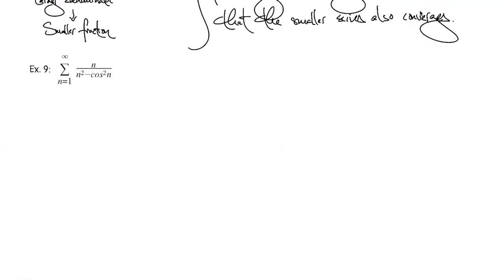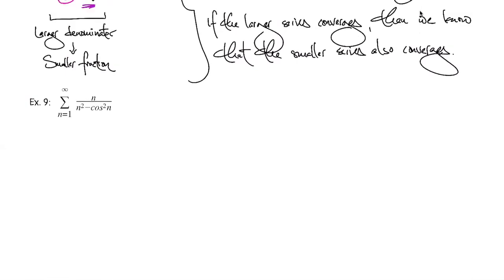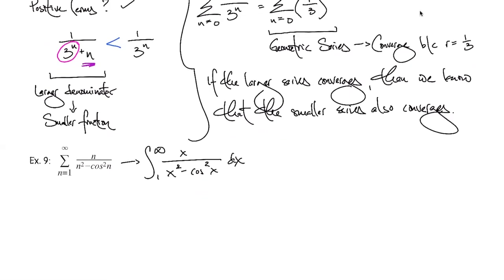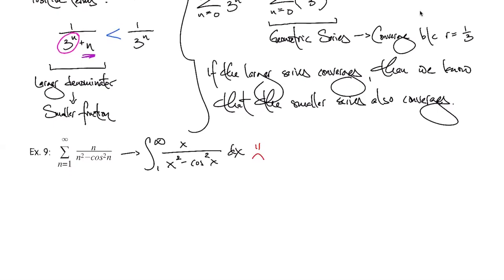All right, let's try example 9. So we have this infinite series. I'm thinking, like I did with the first one, well, what would it look like if I set up an improper integral and I get x over x squared minus cosine squared x dx? I mean, you can integrate it if you want to, but I don't think that it's necessarily one of our quote unquote easy integrals. So I would take a look at that and be like, nope, no thank you. I do not want to integrate that. Let me find a different test, okay?